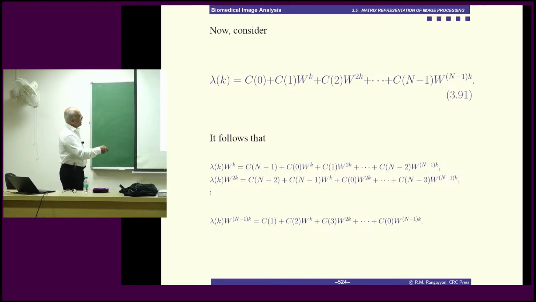So then if you multiply lambda k with W to the k again, one of these values, Cn minus 1, will have W to the nk, which is 1, so that has no W associated with it. And C0 will have W to the k and so on. And multiply again, then Cn minus 2 is liberated of the W factor and so on. So what is happening is a kind of a right shift as you go along. As you multiply by W to the k, W to the 2k, up to W to the (n minus 1)k, these coefficients C get shifted out.